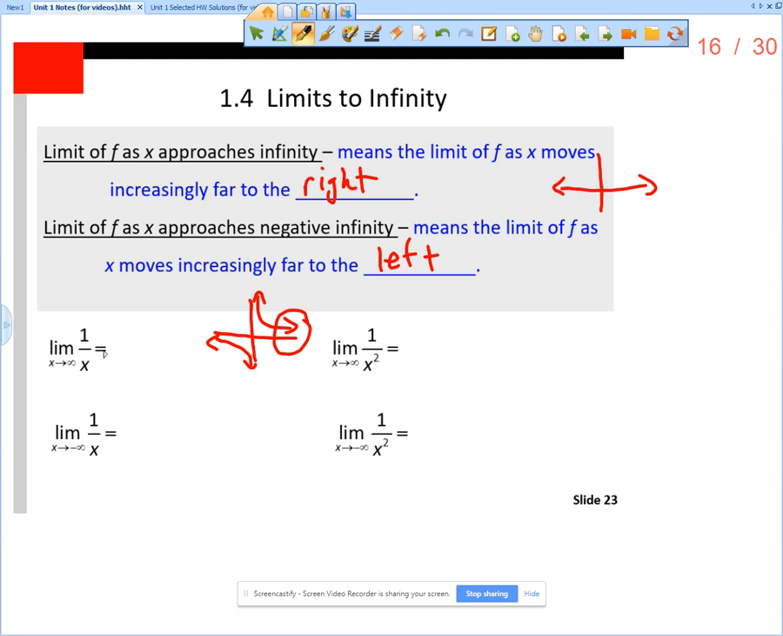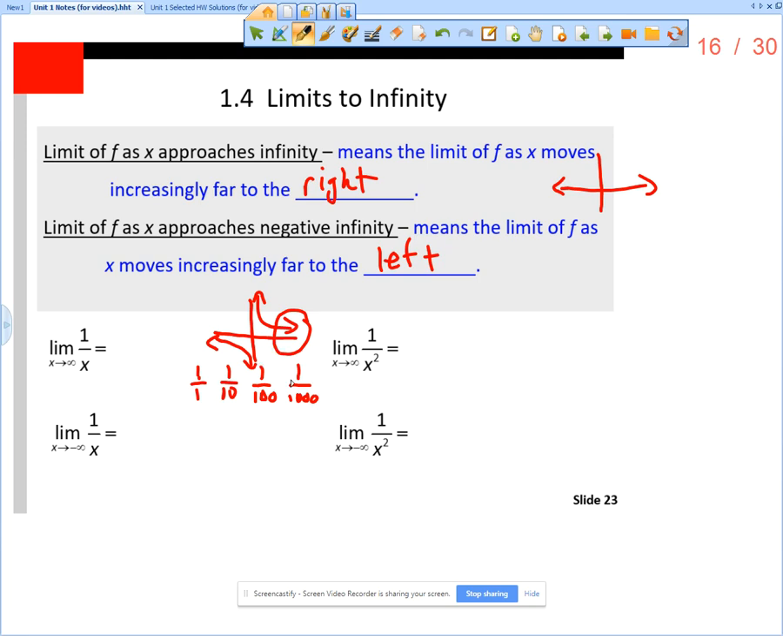All right, let's think about it a different way. Let's think about it numerically. Numerically, what does that mean? Well, let's take numbers of x that get increasingly large. For instance, let's start with 1. 1 over 1 is 1. What about 10? What is 1 over 10? That's 0.1. What about 100? 1 over 100 is 0.01. 1 over 1,000 is 0.001. 1 over 10,000, 0.0001.